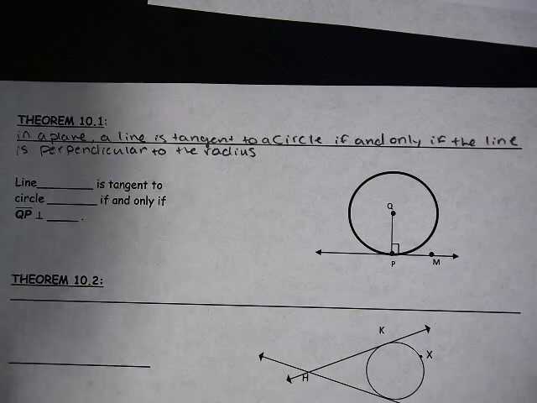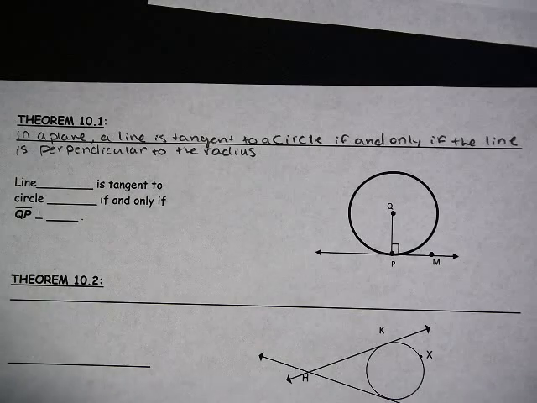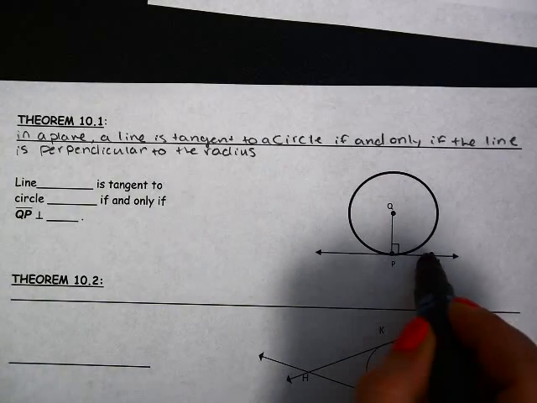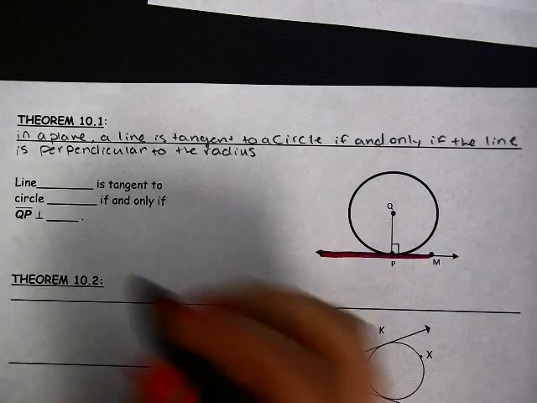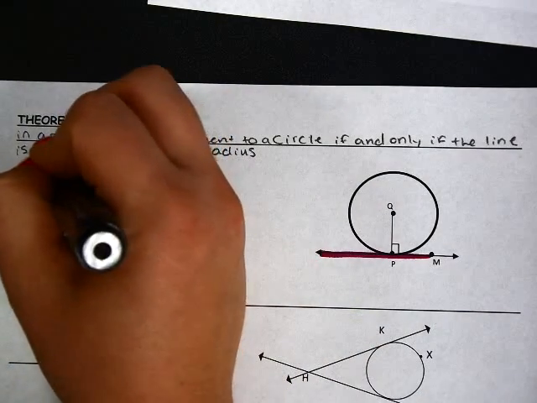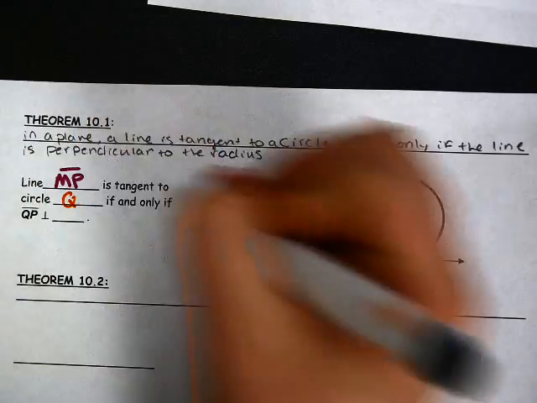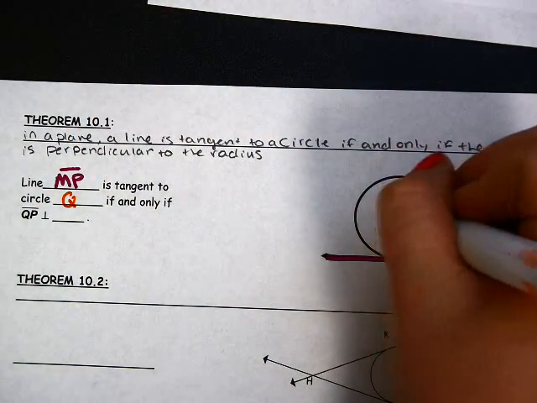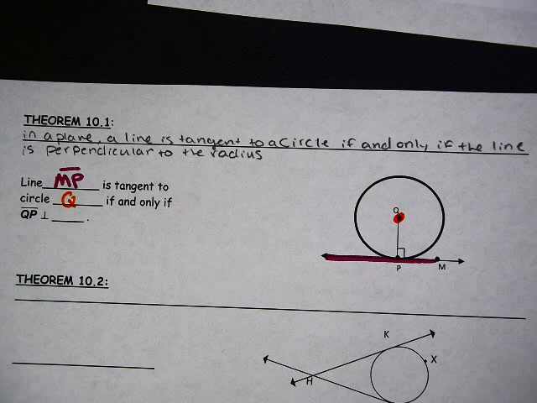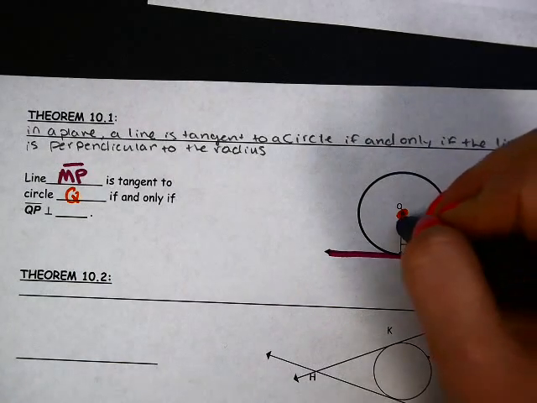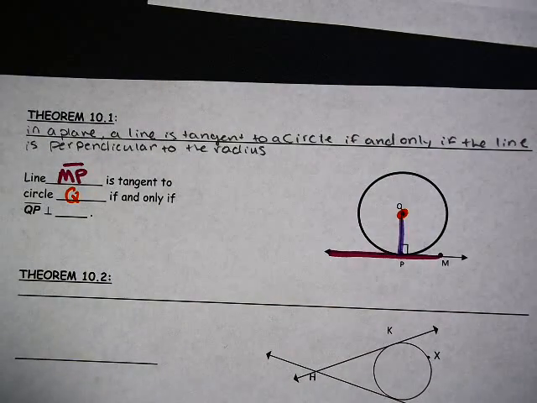Okay. So from this picture drawn here, MP is our tangent line. And then the name of our circle is Q. And it's saying MP is tangent to circle Q if and only if the radius is perpendicular to MP.